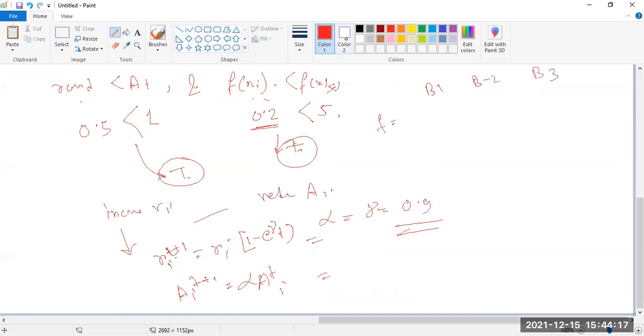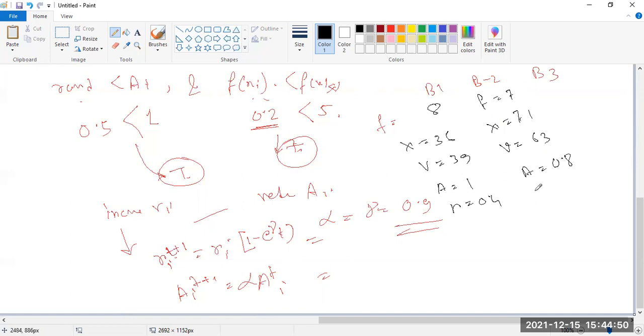So this is f1, this is within f1. For bat 1, f is 8, x is 36, meaning the position. Then v is 39, A is the first best solution, and r is 0.04. But it will be updated. Bat 2 was not the best solution, that's why we are getting an update. So f is 7 as previous, x is 71 as previous, v is 63 as previous, but this item A is 0.08 and r is 0.03. It is updated.